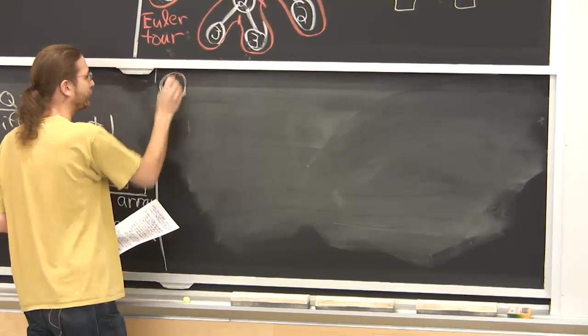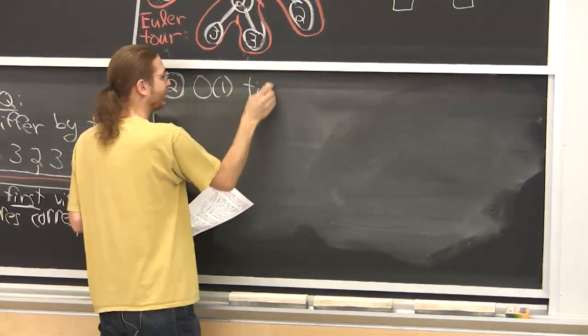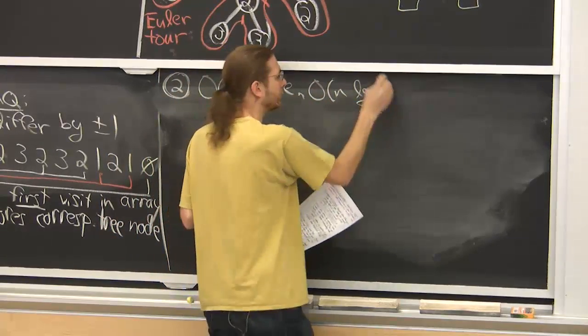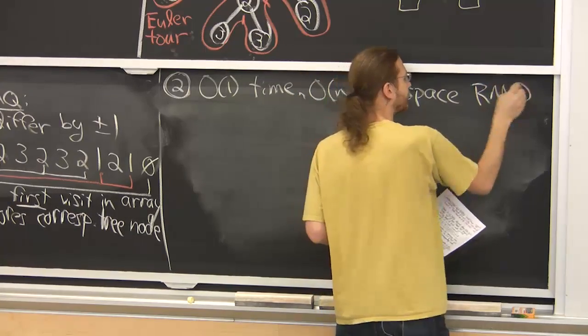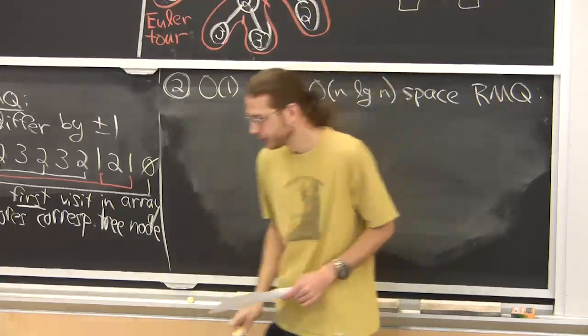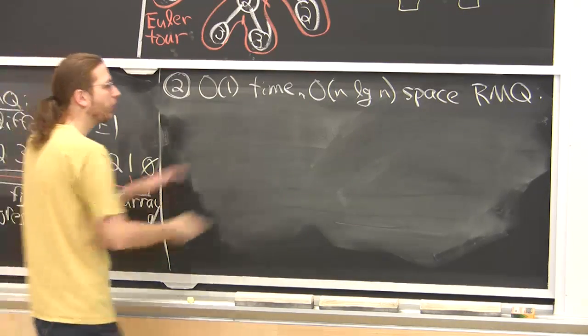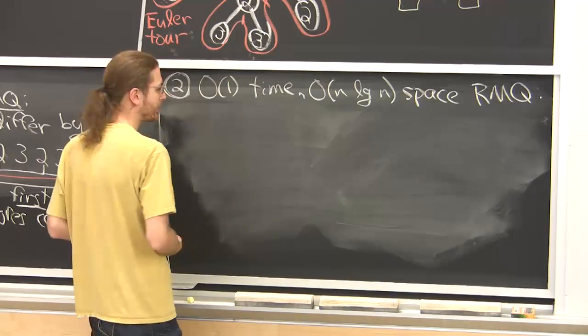That was a reduction. Next, we're finally going to actually solve something. I'm going to do constant time, n log n space RMQ. This data structure will not require plus or minus 1 RMQ. It works for any RMQ. It's actually a very simple idea. And it's almost what we need, but we're going to have to get rid of this log factor. That will be step 3.